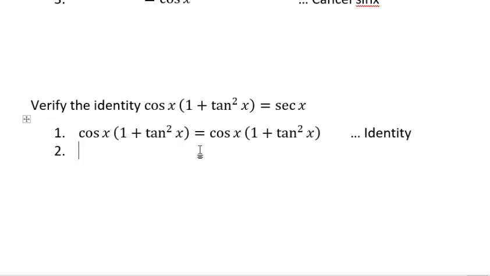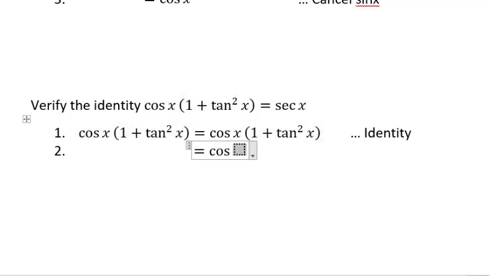Okay, now I'm gonna start changing stuff. So what can I change in here? 1 plus tangent squared, that kind of looks complicated. And I'm looking for secant. Secant is the opposite of cosine, so maybe that cosine could be cancelled if I change something in this 1 plus tangent squared. So let's try substituting that one.